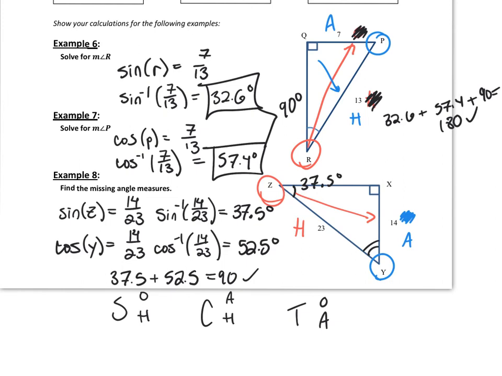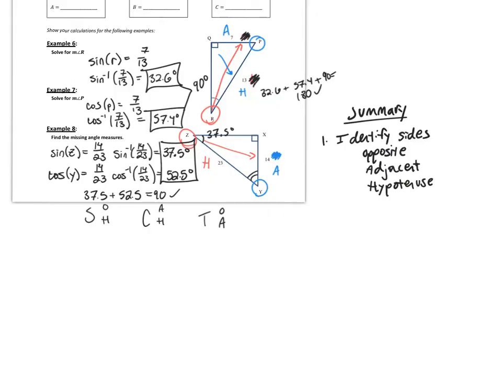37.5 plus 52.5 equals 90. And if I add that to the measure of angle X, I get my 180. So yes, these numbers check out. And that's how you can use trigonometric ratios to find missing angle measures. It's very similar to finding missing side lengths.